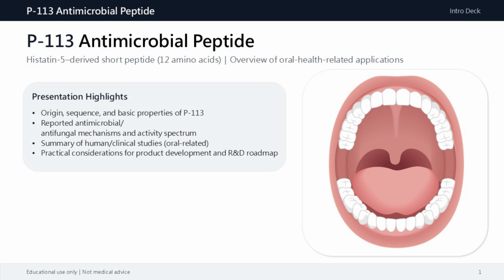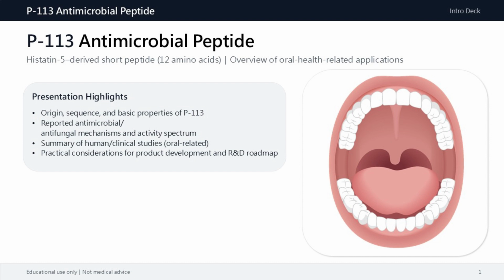Welcome everyone to today's presentation on the P113 antimicrobial peptide. P113 is a powerful short-chain peptide consisting of just 12 amino acids, derived from a natural component of human saliva known as histatin 5. Over the next few minutes, we will dive into its unique molecular origin, explore its antimicrobial mechanisms, and review the clinical evidence supporting its use in oral health.